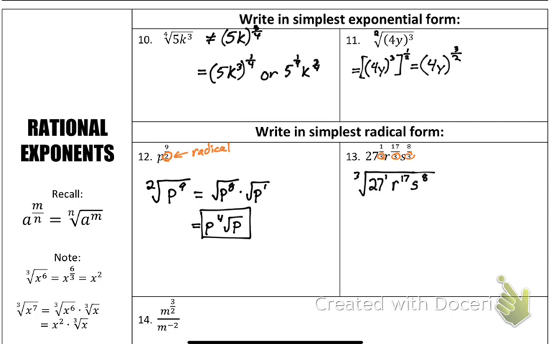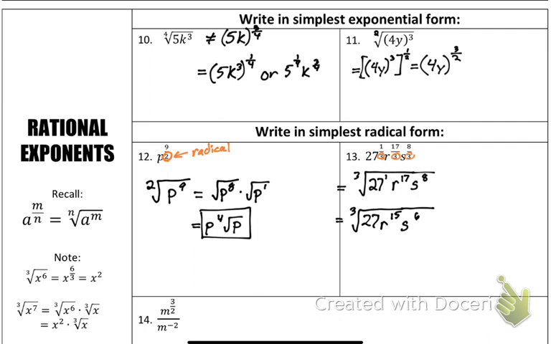So let's do what we can take the cube root of. I can take the cube root of 27, so that's going to work. Can I take the cube root of r to the 17th? In other words, does 3 go into 17? No. What's the closest number to 17 that 3 can go into? 15. So I can take a cube root of r to the 15. What's the closest thing to 8? It can't be higher, it's got to be lower. We're going to have s to the 6th.